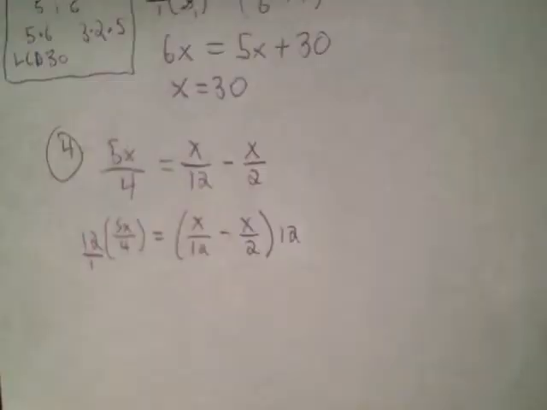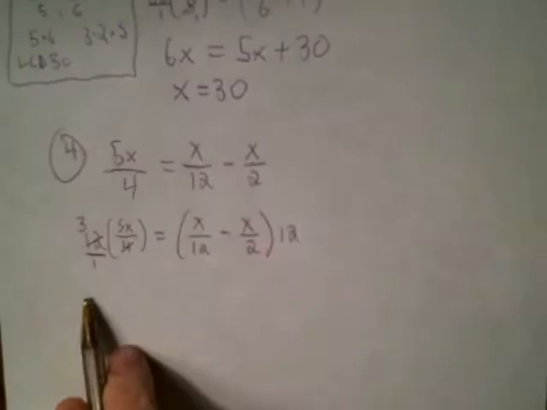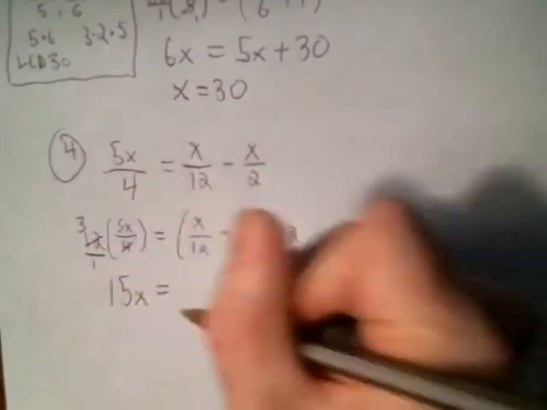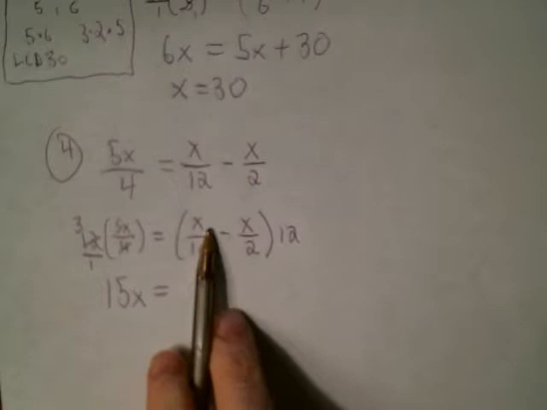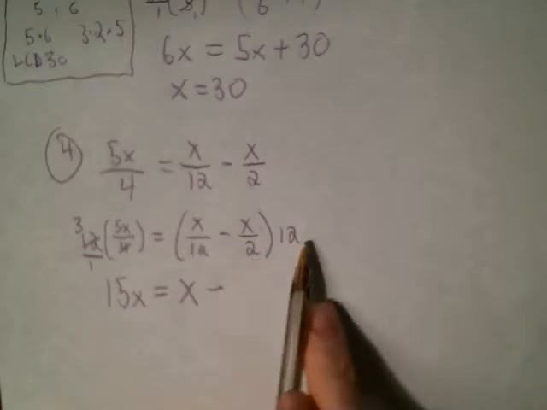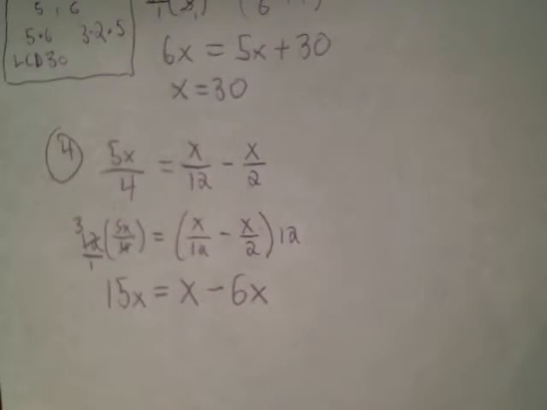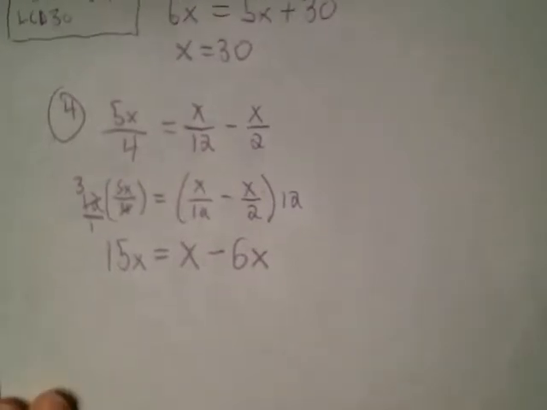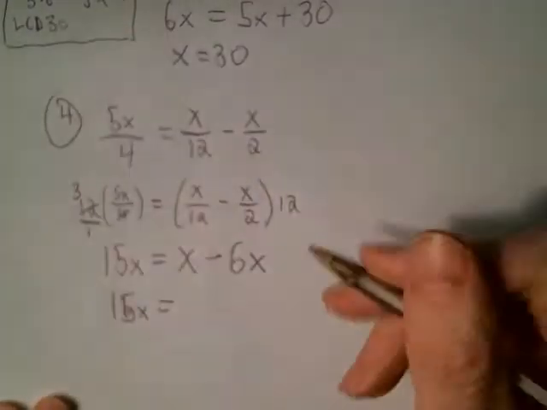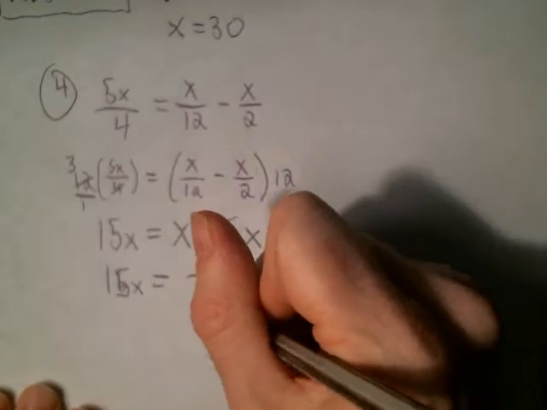Over here, you can think of 12 the same as 12 over 1. So 4 goes into 12 3 times, and then 3 times 5 gives you 15x. On this side, 12 times x over 12 will just leave you with the x, minus x over 2, so 2 goes into 12 6 times, and you're just left with 6x. We can simplify the right-hand side by combining like terms. So x minus 6x is minus 5x. And then I could divide both sides by minus 5.